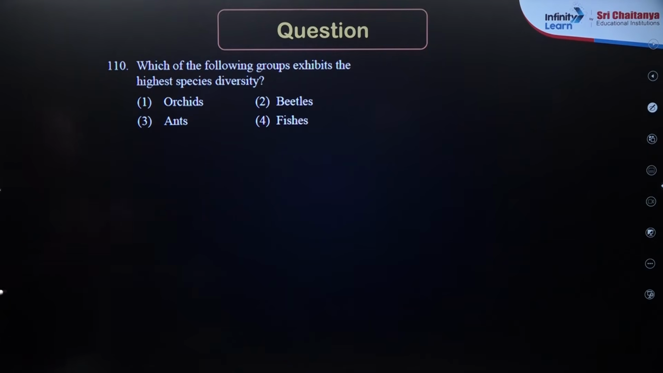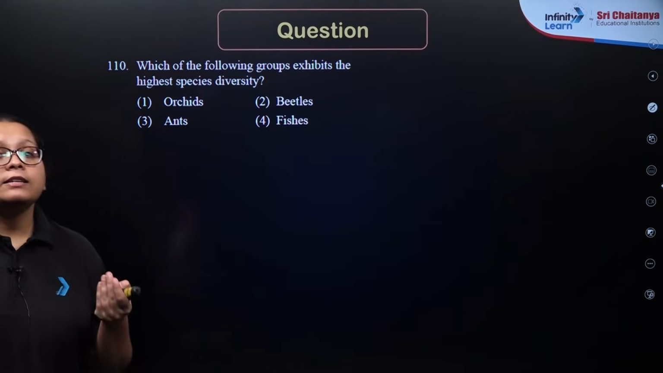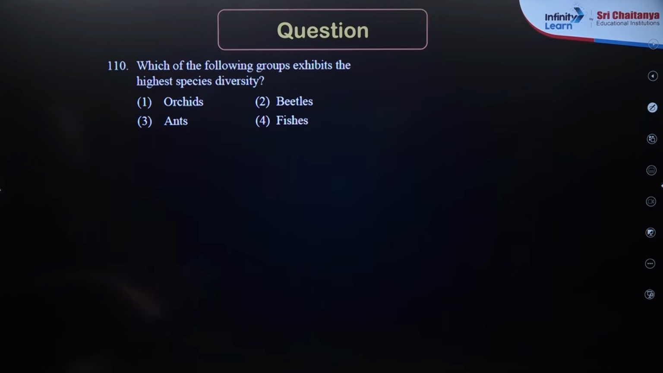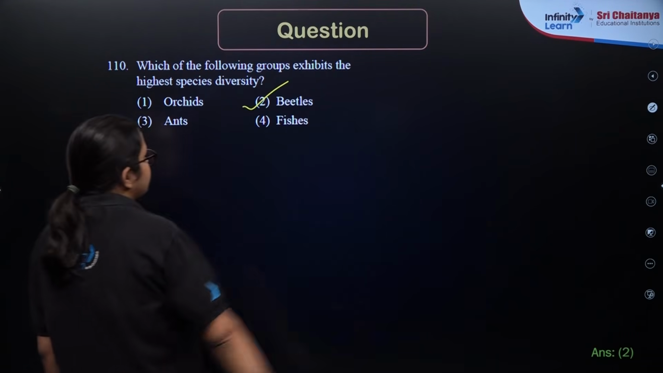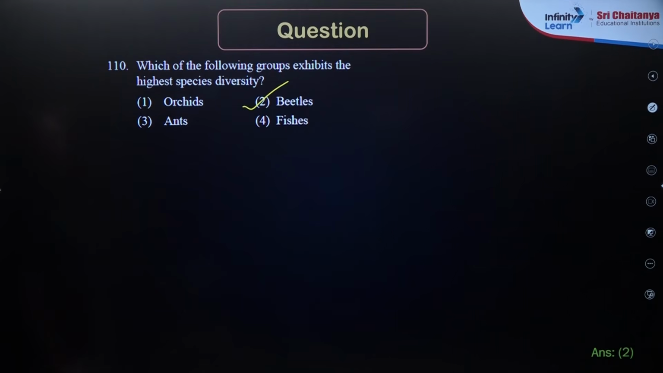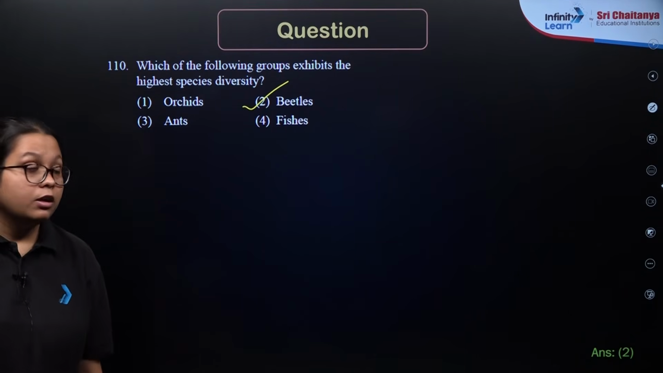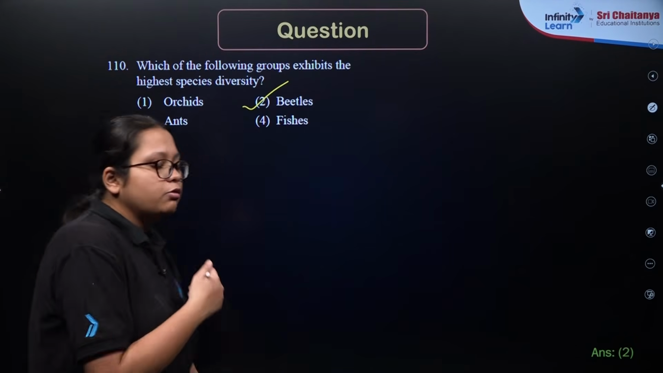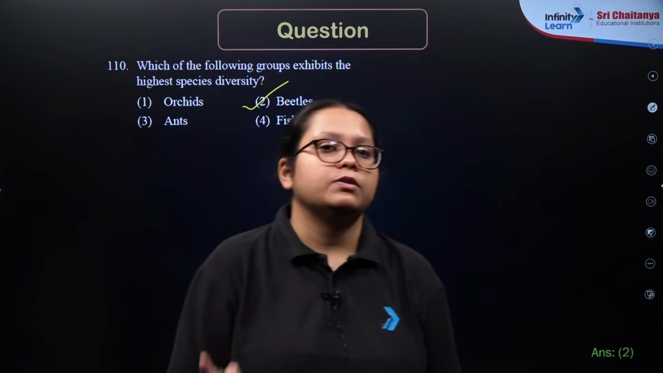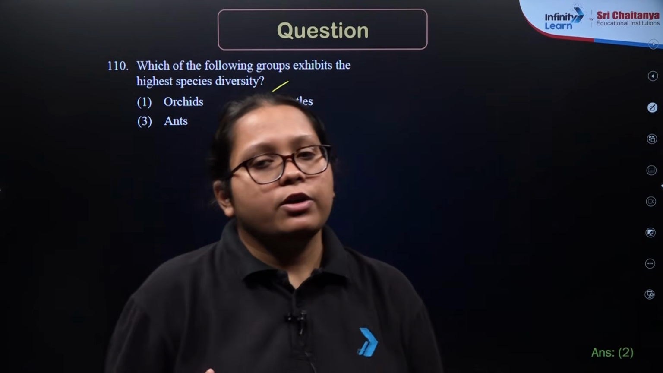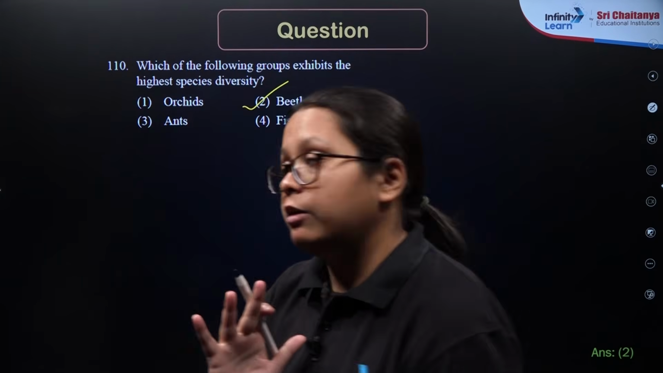Next, which of the following groups exhibits the highest level of species diversity? The answer is beetles. We have around 3 lakh beetle species compared to others. So beetle species has the highest diversity. The answer to this question is in the first paragraph of the last chapter of grade 12, Biodiversity and Conservation, the first paragraph.